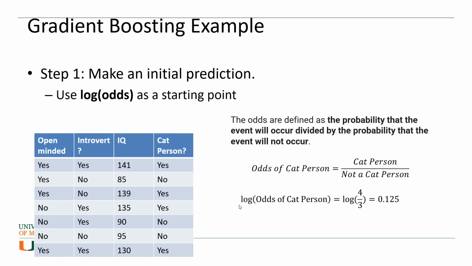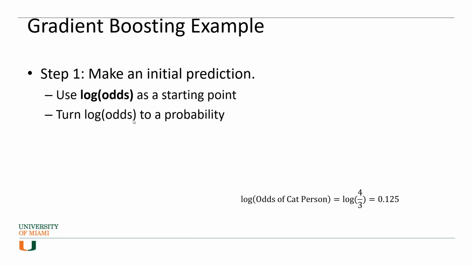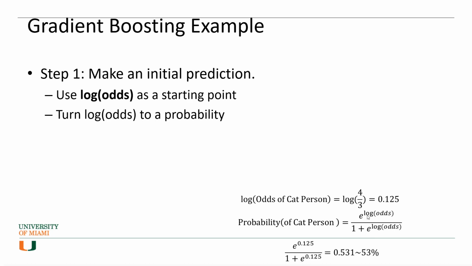Once you have calculated the log odds of being a cat person, the next step is to turn log odds into a probability. How are we going to do that? You're going to use the logit function. So the way that we turn the log odds into a probability is to use the logit function, which is exponentiate of the log odds divided by 1 plus exponentiate of the log odds. So in this example, because of the fact that the log odds is equal to 0.125, we're going to have e to the power of 0.125 divided by 1 plus e to the power of 0.125, which if you put it in your calculator, you'd see that it would be equal to 53%.